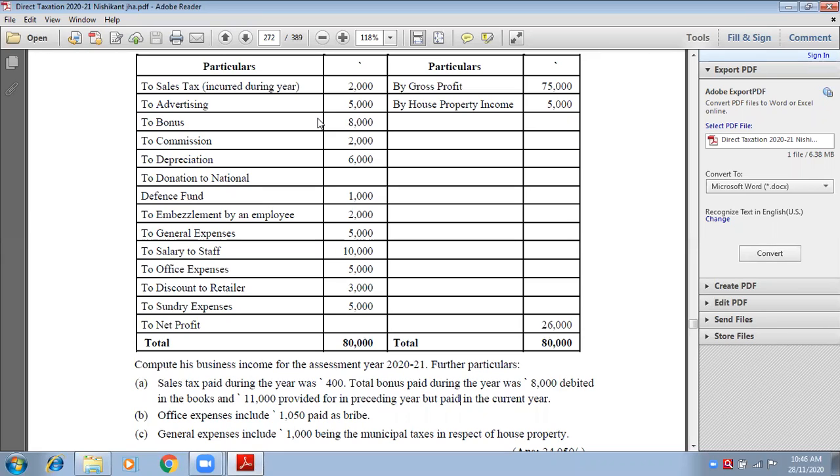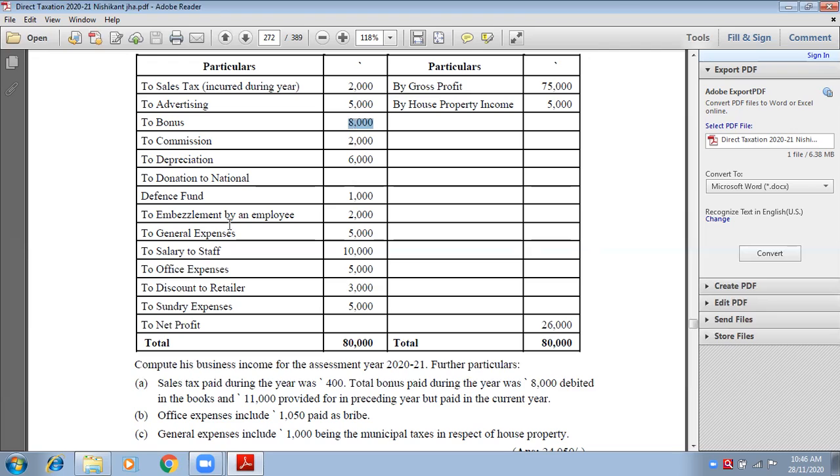Total bonus should be 19,000, 8,000 plus 11,000. But bonus of 8,000 is shown, 11,000 is not shown. Therefore, 11,000 is the bonus to be shown in the P&L because it is paid in the current year. Because they have not shown it, we will allow it. We will allow it means it goes under less expenses allowable in the next heading. So please remember, when we come to the next heading, we will write bonus of the previous year paid in the current year, 11,000.